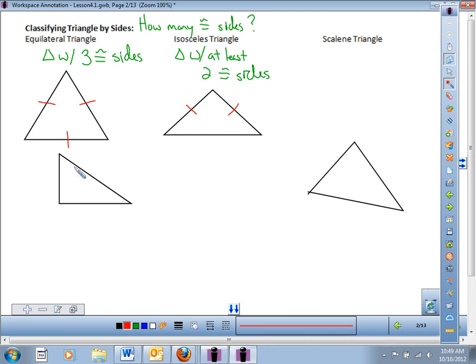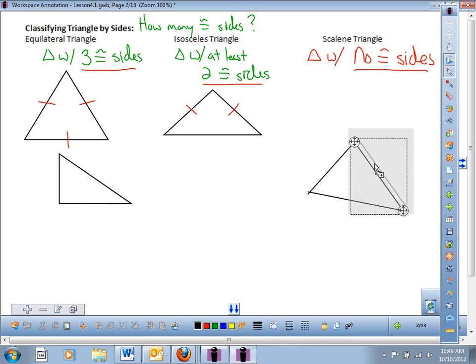Now, what we're going to get into is some of the angles here in a little bit, and look at some of the angles throughout the chapter and today. Now scalene: here we have 3 equal sides, here we have 2 equal sides, so scalene is a triangle with no congruent sides. Okay, so it goes 3 equal sides equilateral, at least 2 congruent sides isosceles. When we have no equal sides in a triangle, we call that scalene.